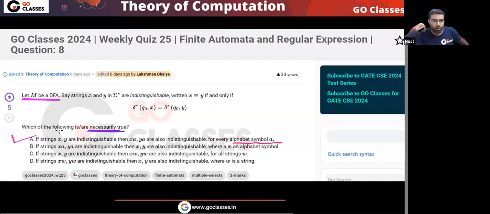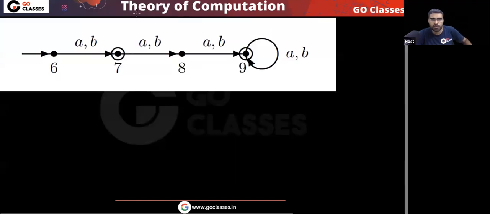What about option B? If string xa, ya are equivalent, then can I say x comma y are also equivalent? Tell me. For example, consider this.